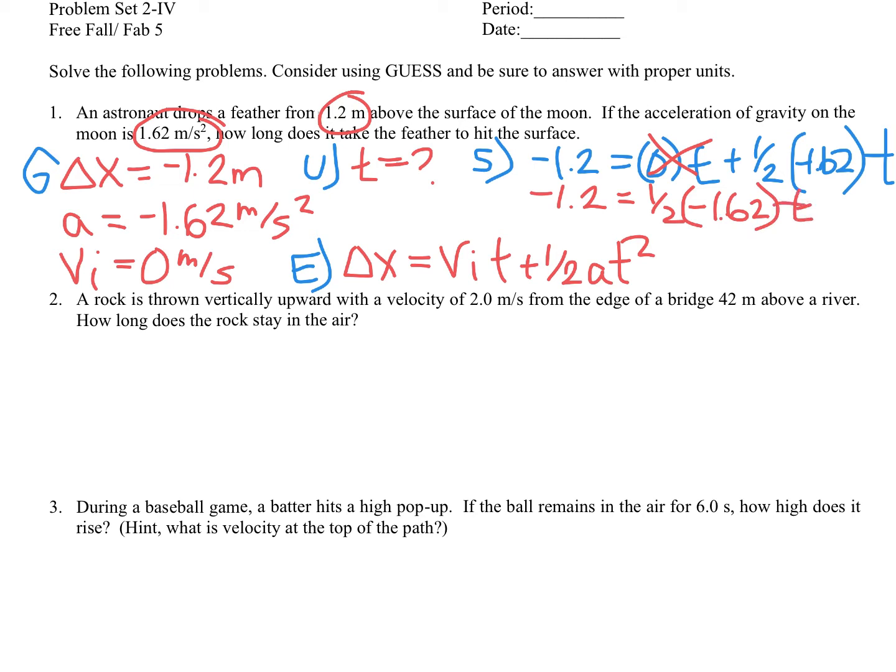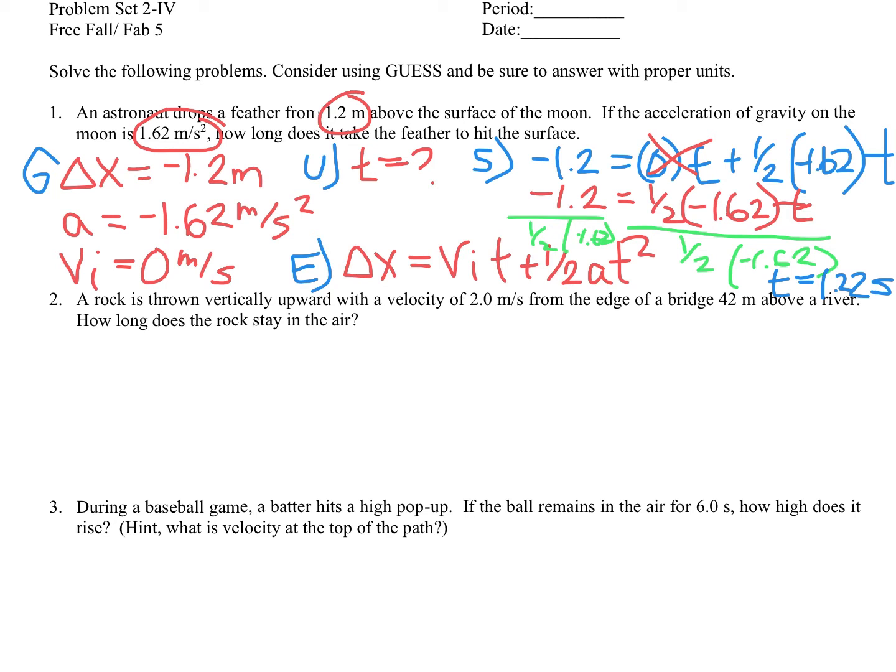To solve for that, I need to get t all by itself. So I'm going to need to divide over this 1/2 times negative 1.62 to both sides. All right? 1/2 times negative 1.62. You can do that all in your calculator if you'd like. But what I end up getting is time is going to be equal to about 1.22 seconds in that example.